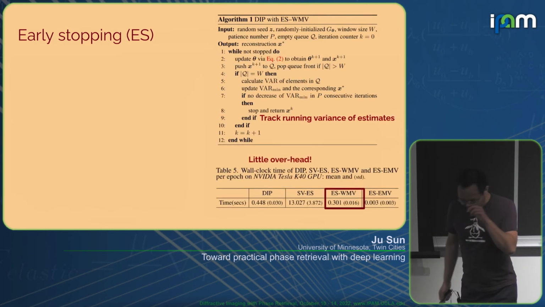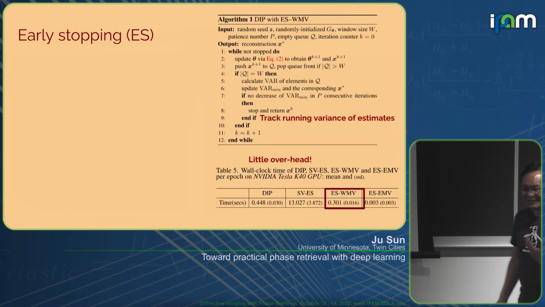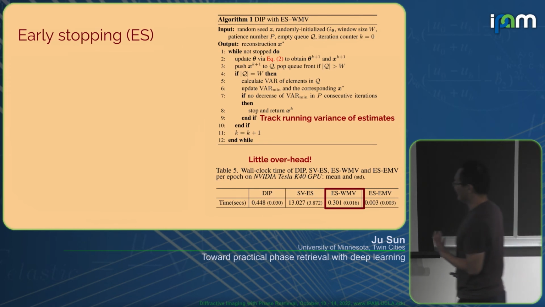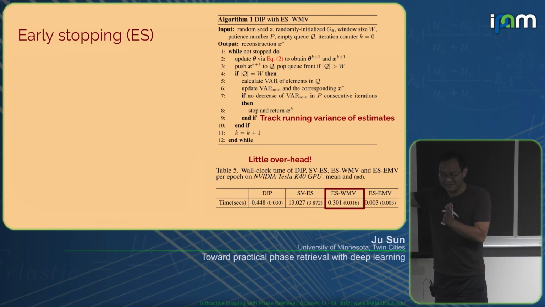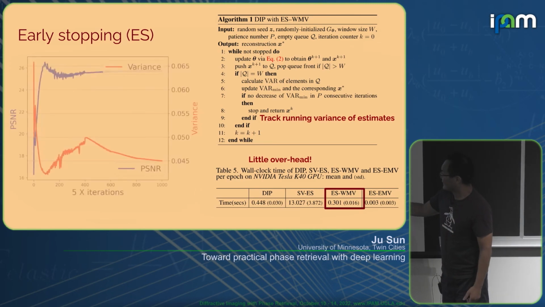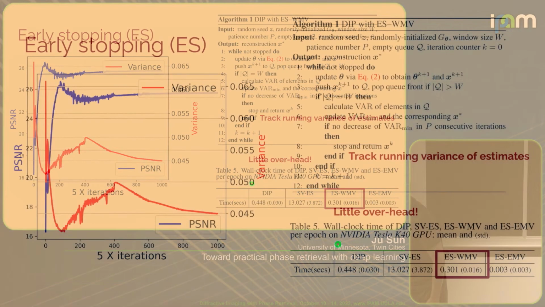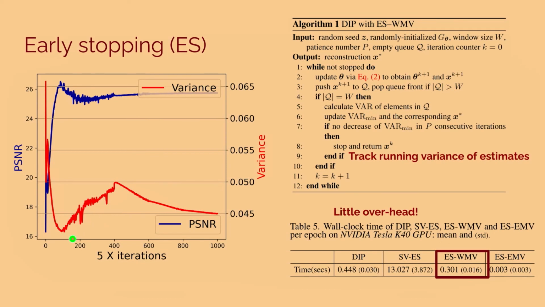So we actually have a very simple early stopping method that's based on the running variance of the intermediate estimates. Basically, we keep track of them, and if we plot the curve, you'll notice that the first value of the running variance is almost perfectly aligned with the best quality. So what we do is just keep track of this, and whenever we detect the first value, we just stop there.